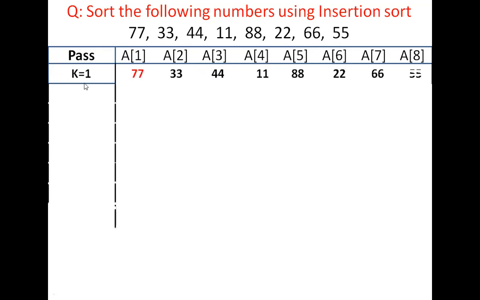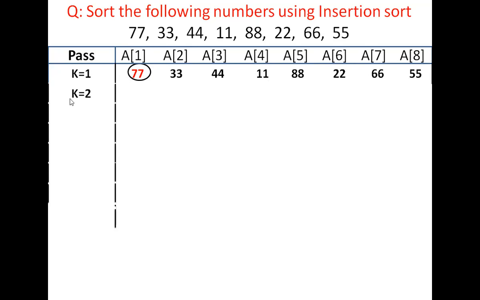Okay, so assume that these numbers are stored in the array in this fashion, in the given order. Now, in the first pass, the first element is to be sorted. Since this is the only element, because there is no previous subarray for it, we assume that the element is already sorted. So 77 is inserted into its proper position. That is what we assume here.